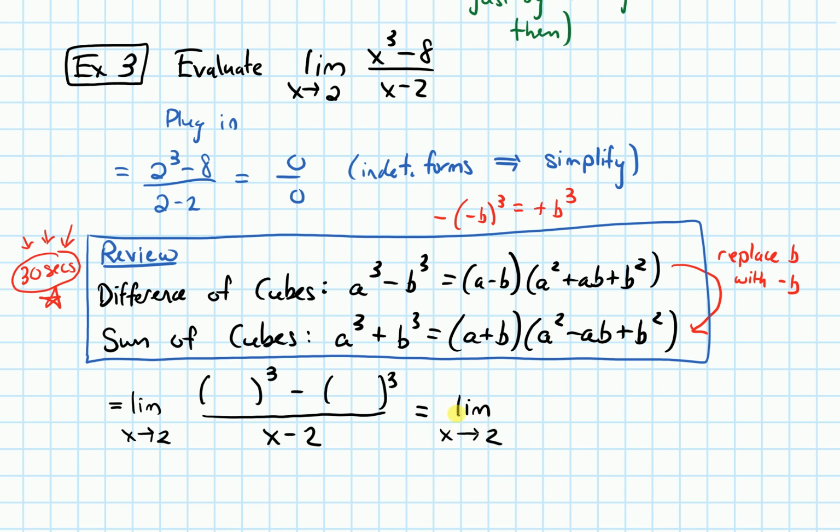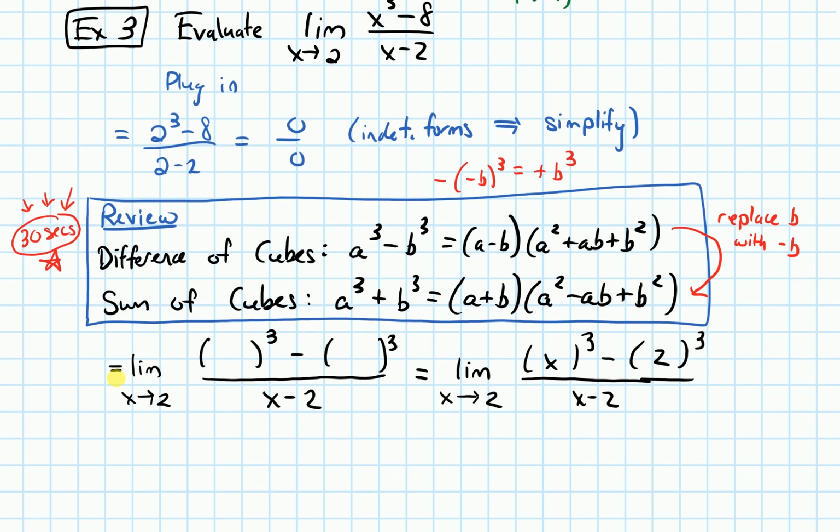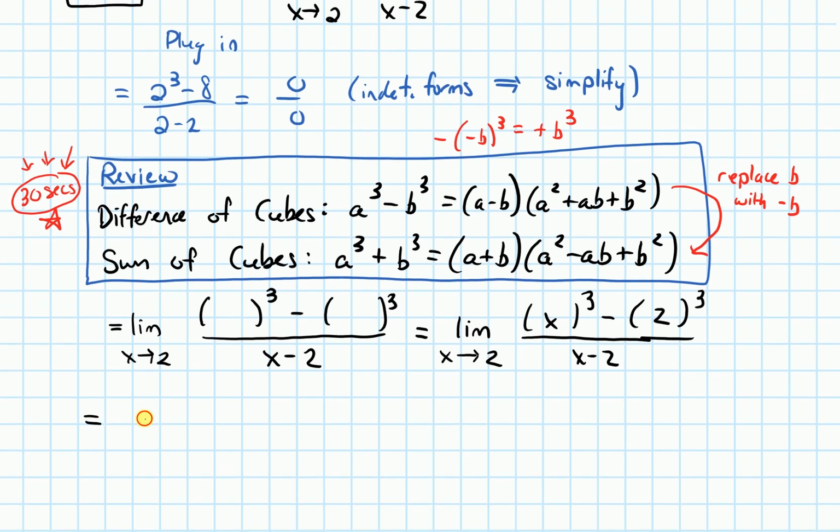All right, so we have the limit as x approaches 2, and the denominator is x minus 2. On the numerator, what cubed is going to be x cubed? Well, it's x. X, when you cube it, is x to the third. And then what goes in the second parentheses? What, when I cube it, ends up giving me 8? And the answer is 2. 2 cubed is 8. All right, so now we have something cubed minus something cubed on the top, so we can use a difference of cubes.